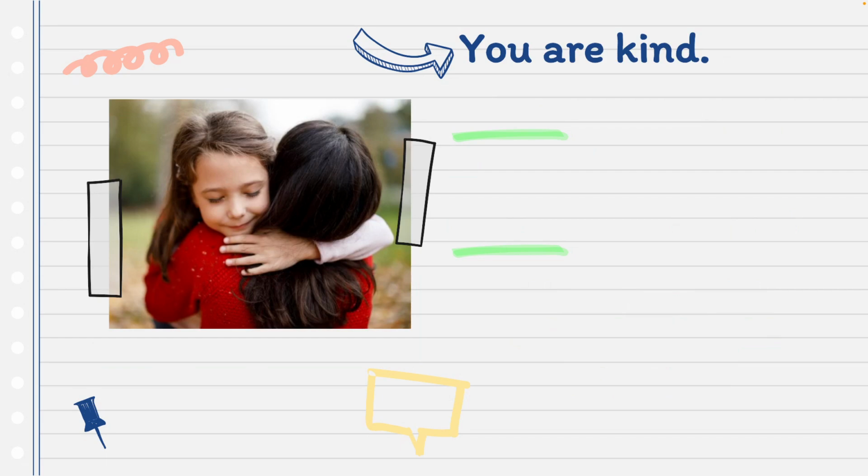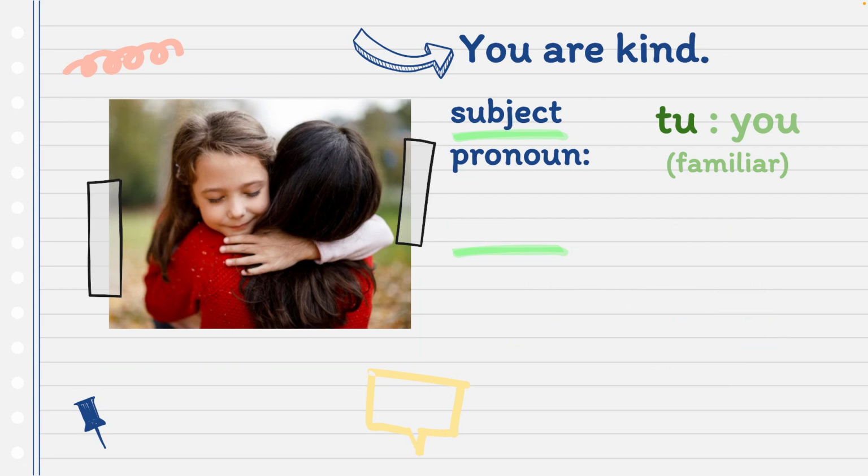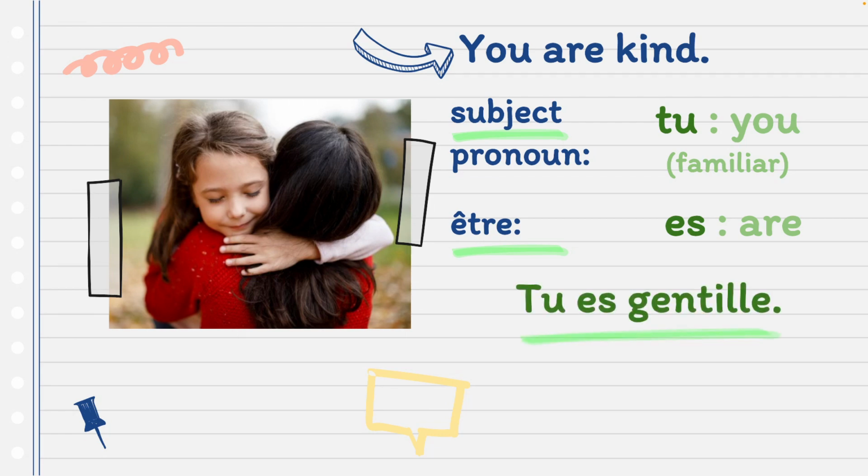You are kind. The subject pronoun in a familiar context, so someone you know, someone who is your age or younger than you, is tu. The form of the verb être that goes with tu is es. Tu es gentille. If we were speaking to a boy, we would say tu es gentil. So we don't pronounce the S on es. We don't pronounce the L on gentil. But here, where we have a double L followed by an E, it makes a Y sound. Tu es gentille.